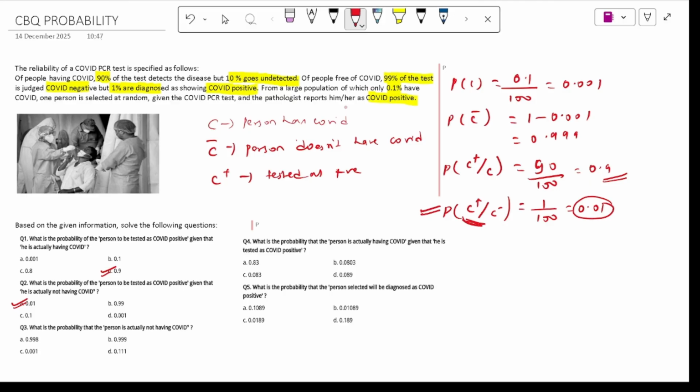Now the third one is, what is the probability that the person is actually not having COVID? The person actually not having COVID is C complement, meaning the probability of C complement is given as 0.999. So the answer will be B.